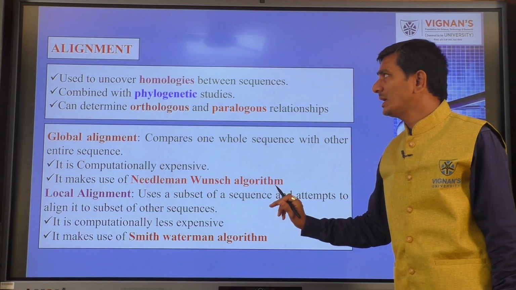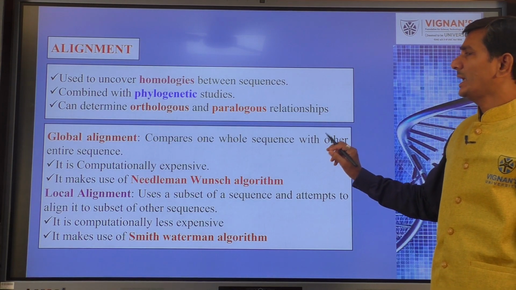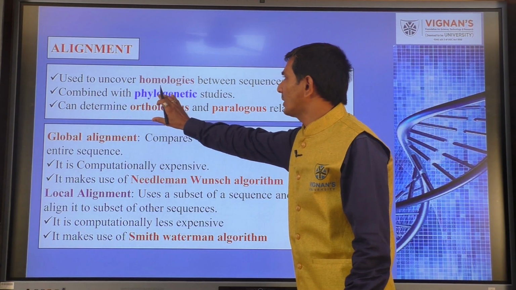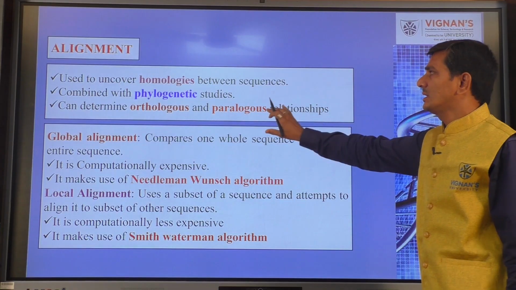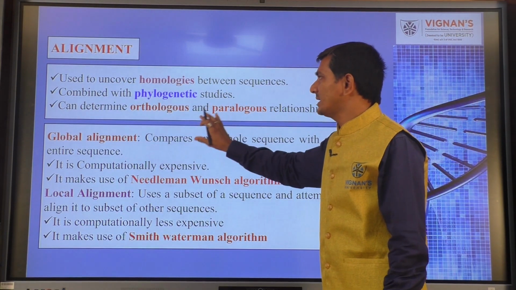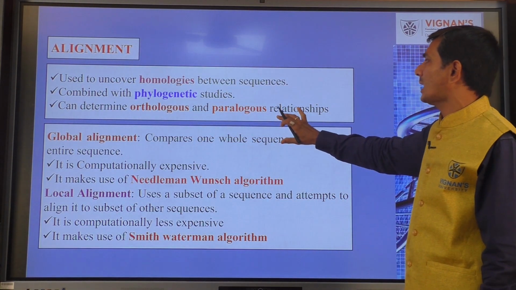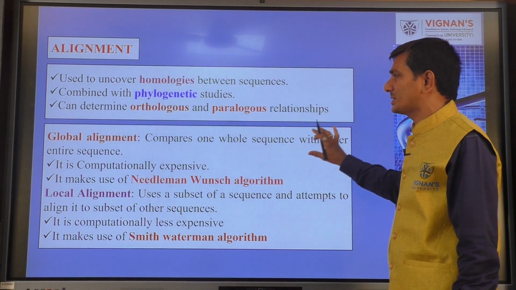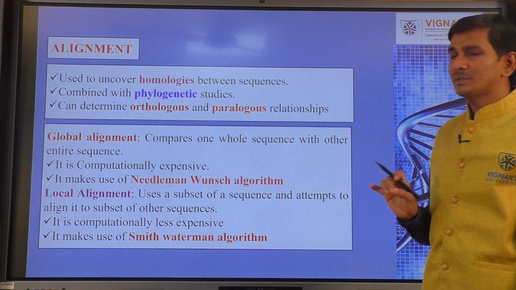Coming to the alignment. Alignment is mainly used to uncover homologies between sequences, combined with phylogenetic studies, and it can also be used for determining orthologous and paralogous relationships. Here we have two types of alignments.